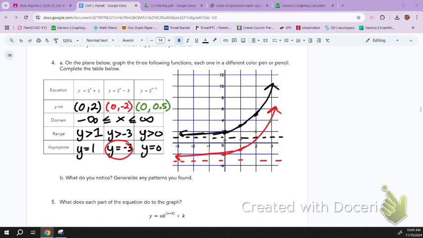This one has an asymptote of y equals 0 again. It did not shift up and down. Did it do anything else? How did it shift? Oh.